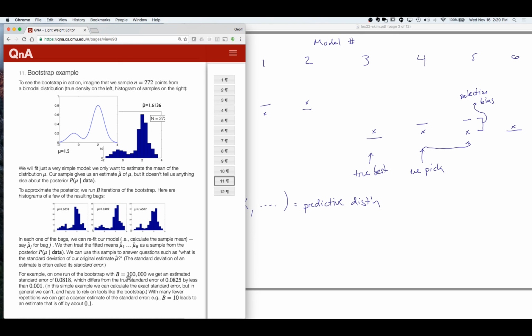I actually ran this with 100,000 bags and got an estimated standard error for mu hat of 0.0818. This is a simple enough example that I can compute the exact standard error of mu hat, and it's 0.0825. So that differs by less than 0.001, which is pretty good, although it did require a lot of bootstrap iterations. If you want a really accurate estimate, you need a fairly large number of replicates, but a much smaller number can get you a coarse estimate of your certainty. In this example, you're off by only about 0.1, which is not so bad.